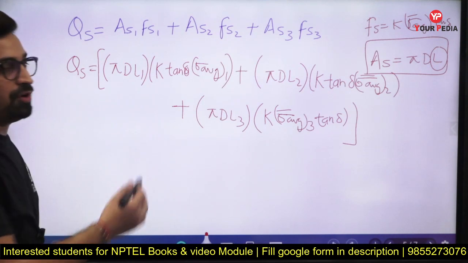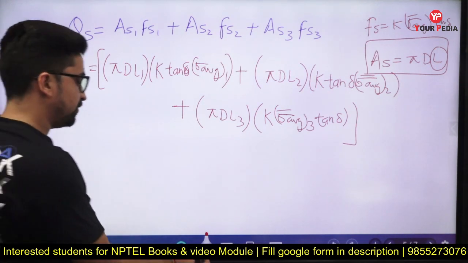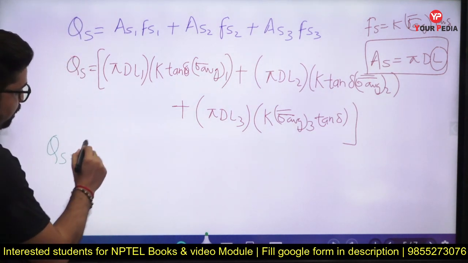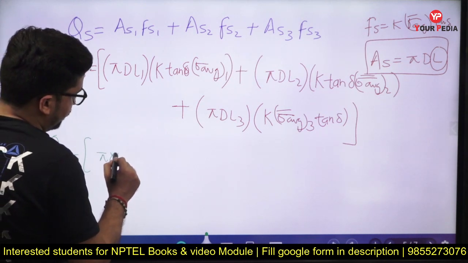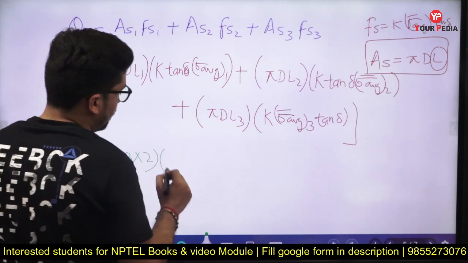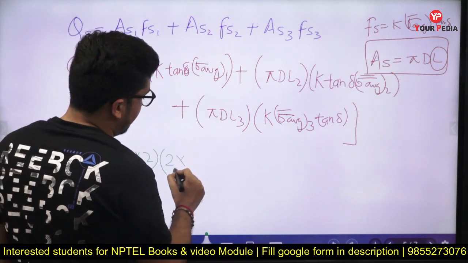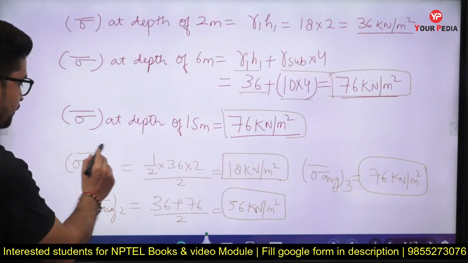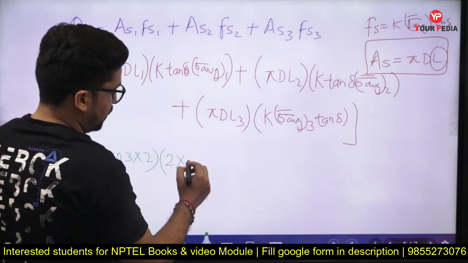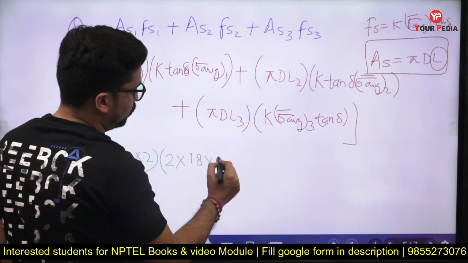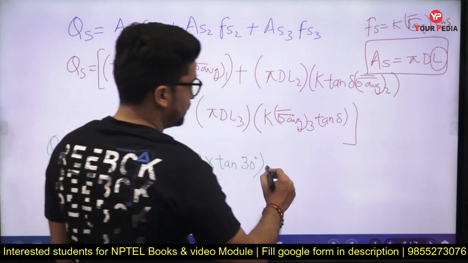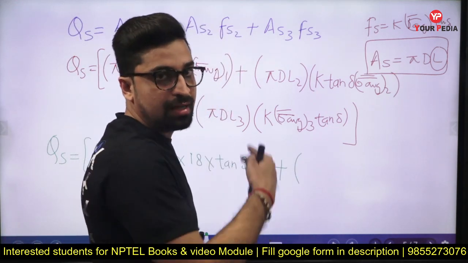And in this formula you have every value because we have already solved these values. So QS will be equal to pi, d is 0.3, and length of pile in region 1 will be equal to 2 meter only, into K is given as 2, and sigma bar average 1 came out to be 18 kilonewton per meter square. So this will be K, and 18 is sigma bar average, into tan of delta, and delta is 30 degrees, right? So this plus, similarly we can also calculate for second region as well.